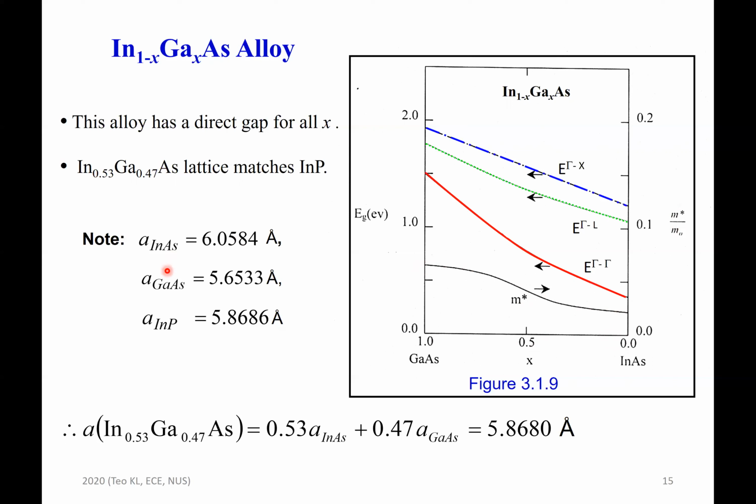So using Vegard's law, what is the lattice constant of indium gallium arsenide? You can calculate that for a composition of indium of 53% and gallium 47%. So 0.53 plus 0.47 adds up to 1. You can use a linear approximation to obtain your lattice constant of 5.8680, which is very close to the lattice constant of indium phosphide, which means that you can grow indium gallium arsenide alloy on an indium phosphide substrate.